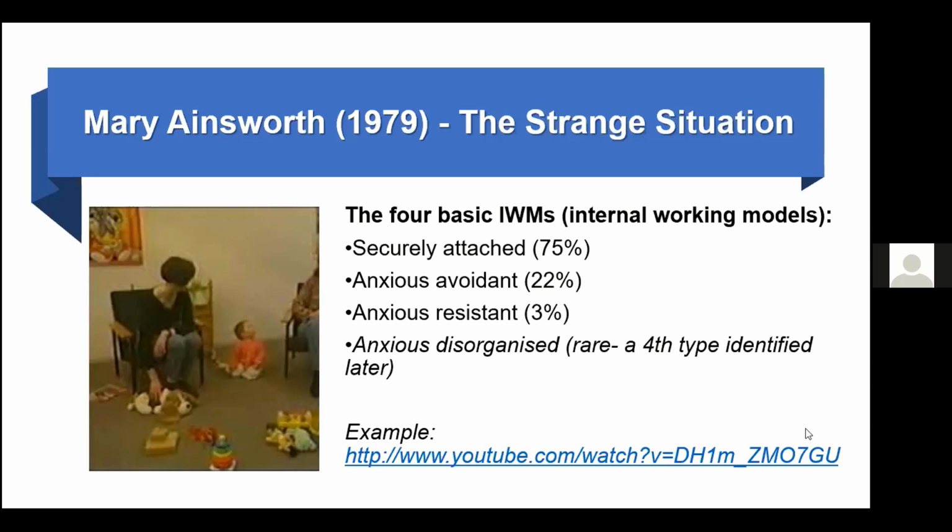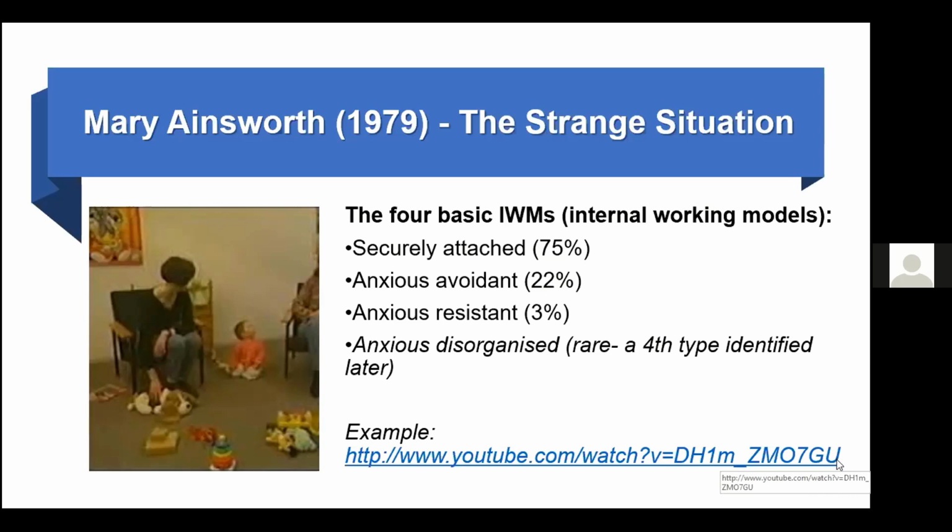Mary Ainsworth suggested essentially that there were 4 different types of attachment styles. So there were those children that were securely attached, and that accounted for approximately 75% of children, so roughly 75% of children will have a secure attachment model. And then she identified a further 3 styles of insecure attachment. And you can see there that there are different percentages in relation to the number of children that would be expected to fall under those different models.